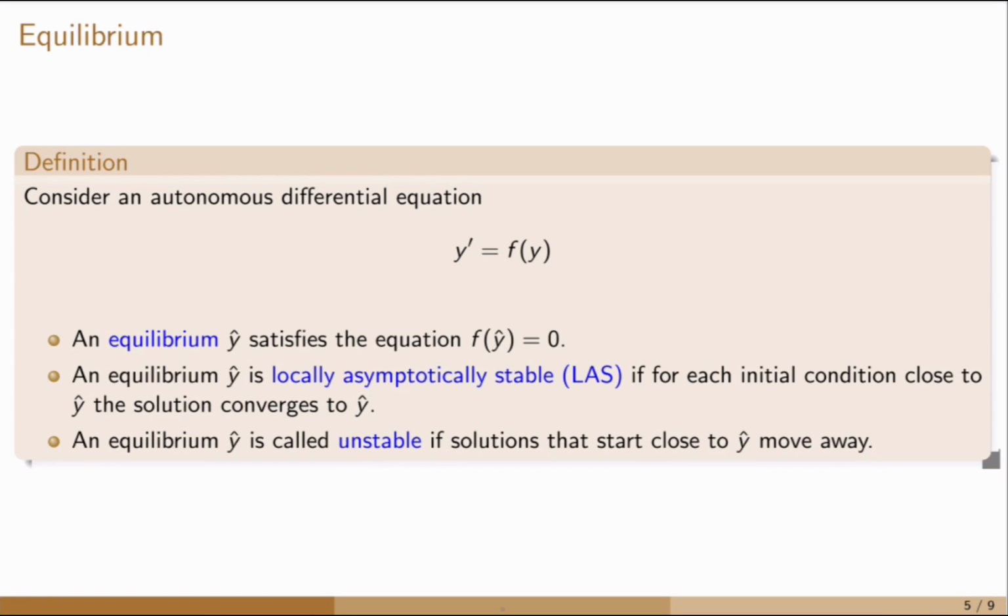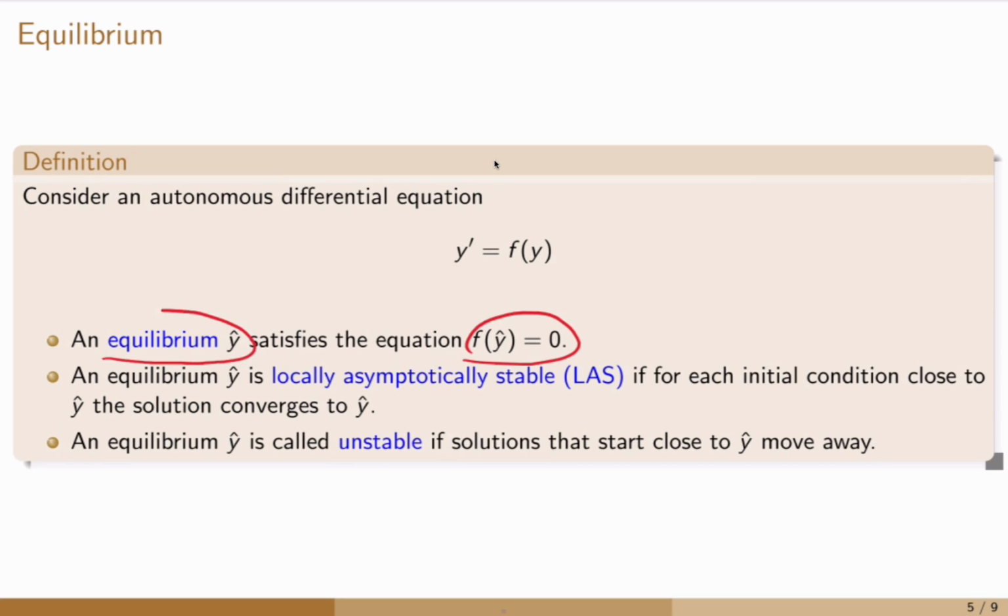Now we take a closer look at these special points for autonomous differential equations, which are called equilibrium points, and we look at their stability. So an equilibrium point y hat satisfies the equation f of y hat is 0. And now we can look again at stability.